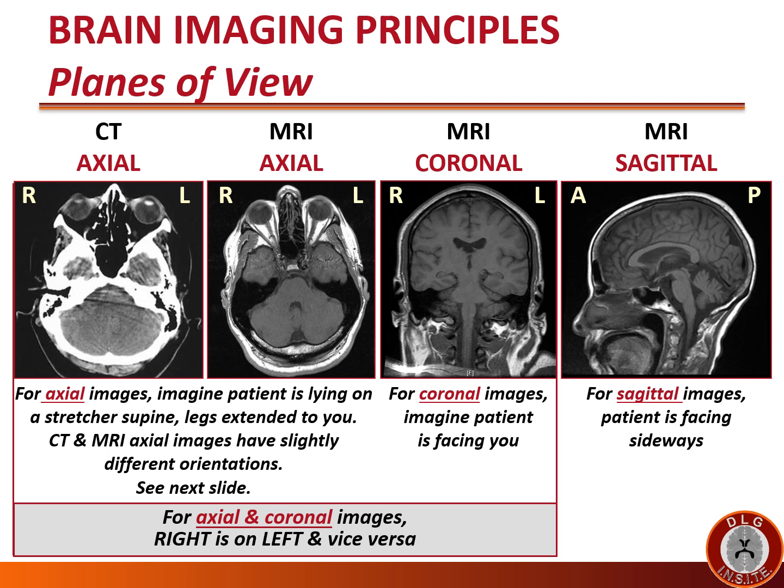MRI, unlike CT, not only portrays axial images, but also portrays coronal and sagittal images. For coronal images, imagine the patient is facing you. And for sagittal images, the patient is facing sideways. So for axial and coronal images, right is on the left and left is on the right. Whereas in sagittal images, one side is anterior and the other side is posterior.